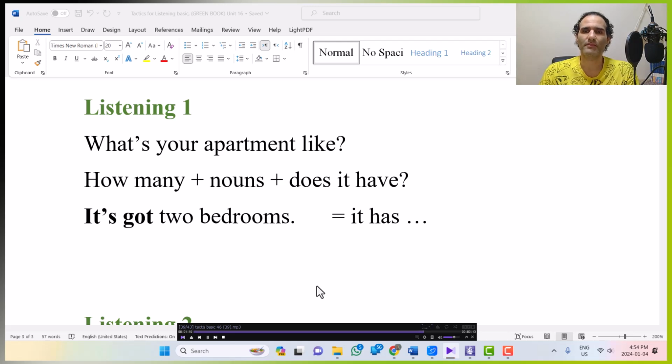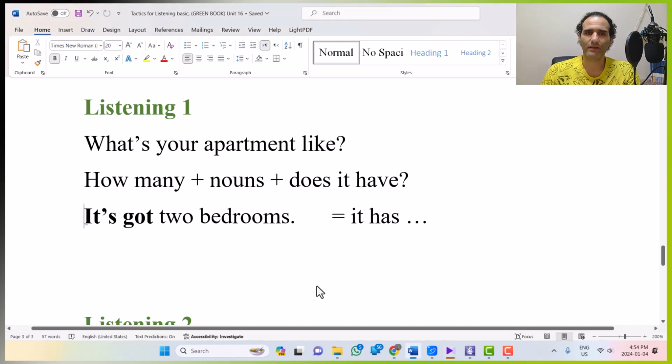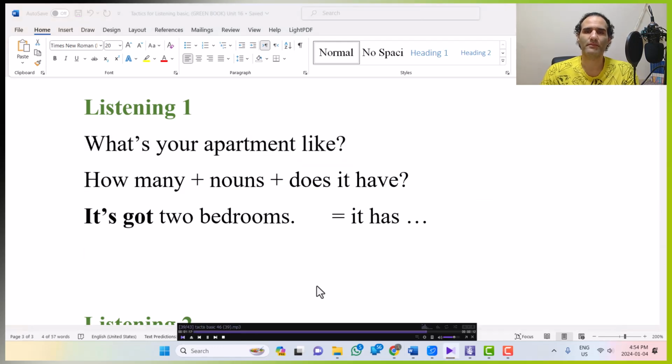What's your place like? It's nice. There are 2 bedrooms. A big one and a small one. That's great. But I have the small one. Oh.